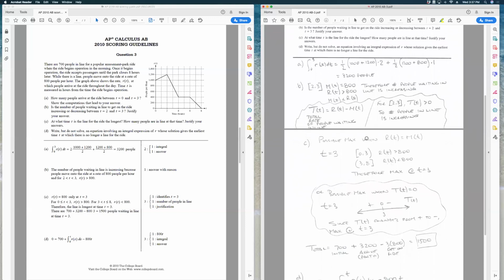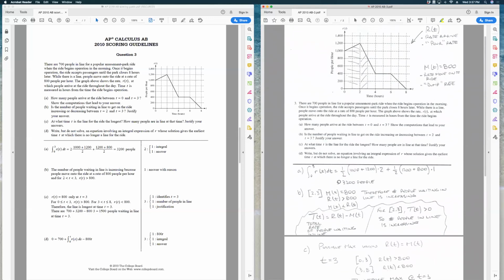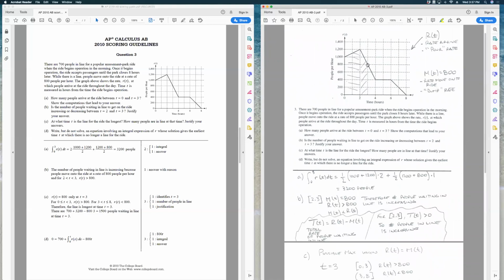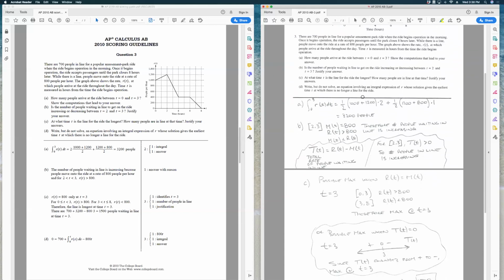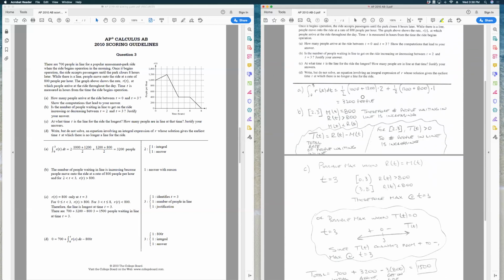So to set the derivative, the overall derivative, the rate in this whole problem, which is T of t, I set it equal to 0. And in order for T of t to equal 0, R of t and M of t must be equal to each other. And that is at time 3. At time 3, R of t is 800, so it's this point of quote-unquote equilibrium, when the rate of people coming into the line and the rate of people getting onto the ride are exactly the same. Well, we got to see what was happening before and after.